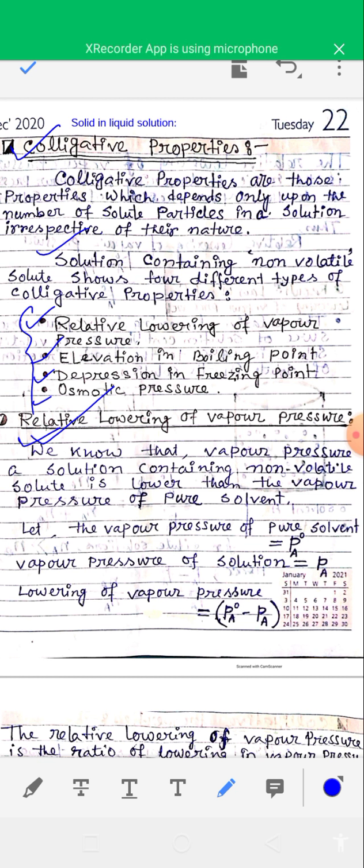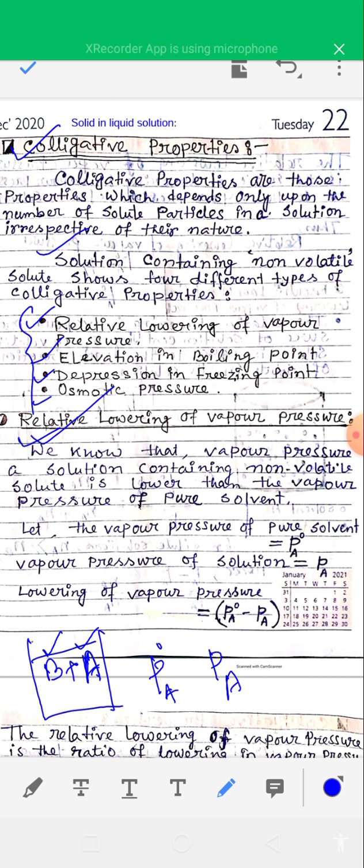Okay, suppose you made a solution by mixing a solid solute B in a liquid solvent A, where B is solute and A is solvent, and B is solid in nature and A is liquid solvent. If the vapor pressure of pure solvent is indicated by PA naught and the vapor pressure of the solution is PA, then PA naught is always greater than PA, because the vapor pressure of pure solvent is always greater than the vapor pressure of the solution.